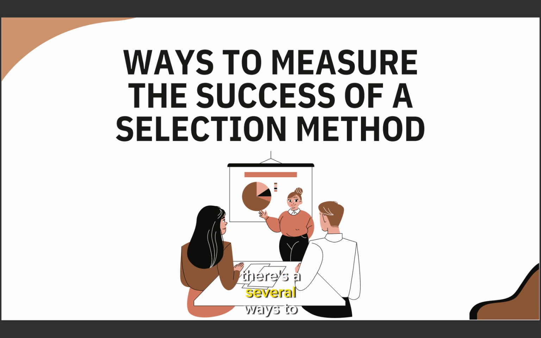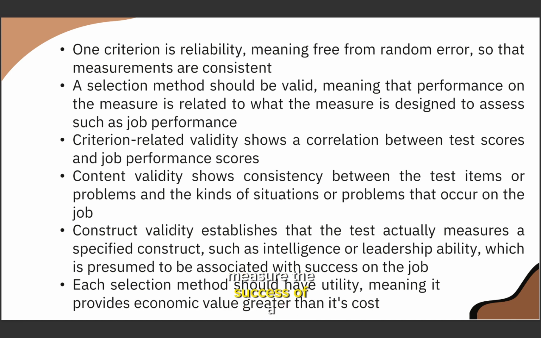Okay, so there are several ways to measure the success of a selection method, such as reliability, that means it must be free from random error so that measurements are consistent. Next, a selection method should be valid, meaning that performance on the measure is related to what the measure is designed to assess, such as job performance.